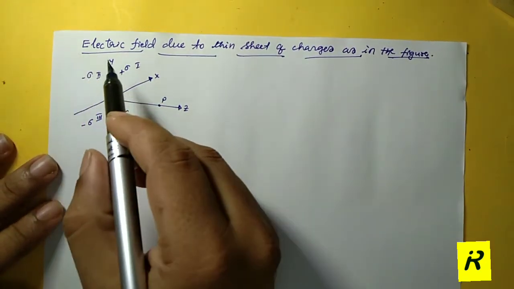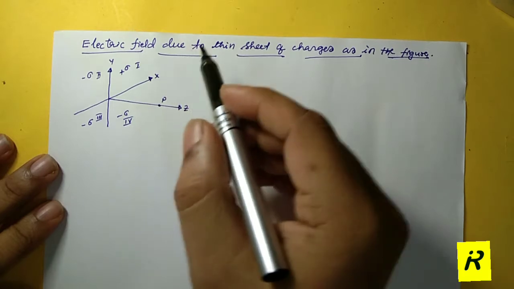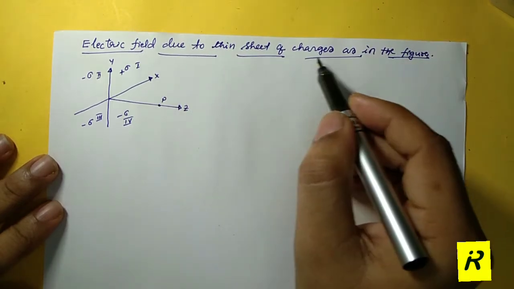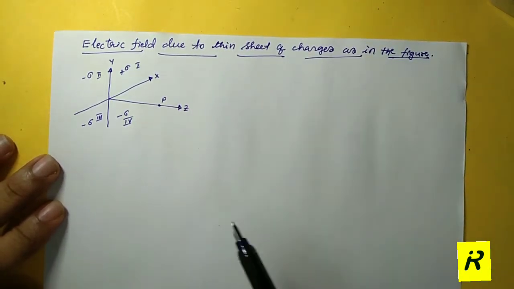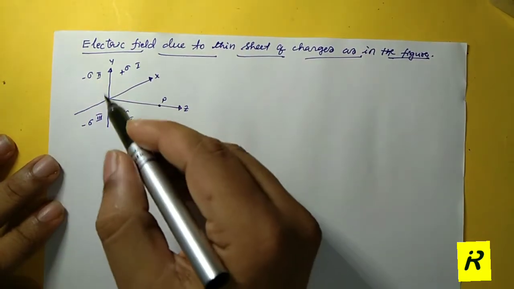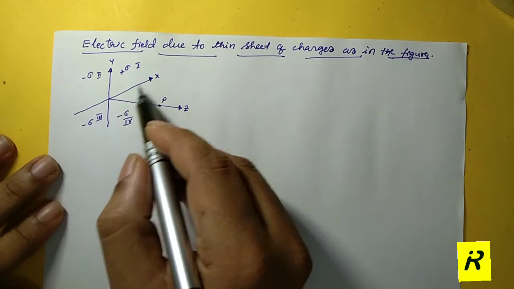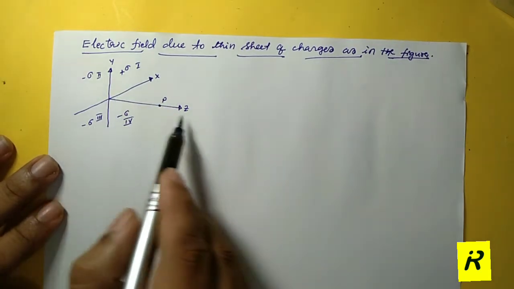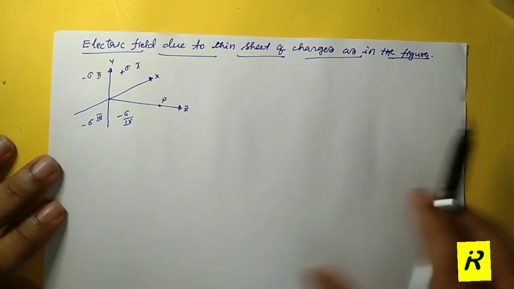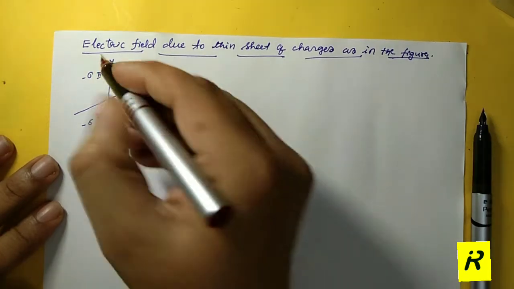The question is: electric field due to a thin sheet of charges as in the figure. In this figure, we are seeing a coordinate system with the x-axis, y-axis and z-axis. The charges are distributed here like this.